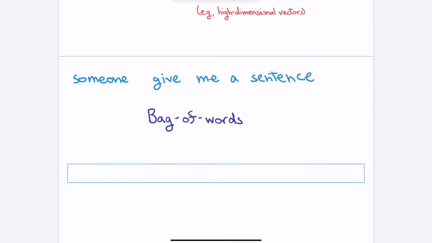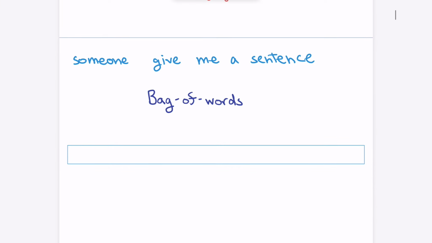So someone give me a sentence, and the idea is to encode this as a vector. You're going to make a vector where every entry corresponds to a different word. So maybe someone is this coordinate. I guess it should be alphabetical, so maybe it's somewhere in the middle. Someone, maybe I should put at the end. A, me, give, sentence or something. So they all are different parts of this vector.